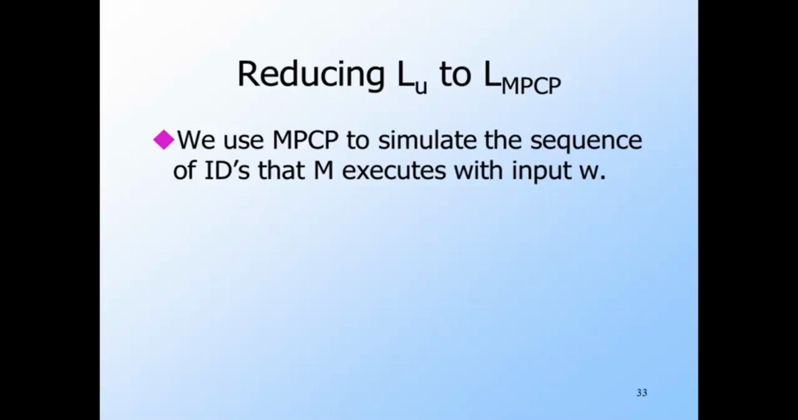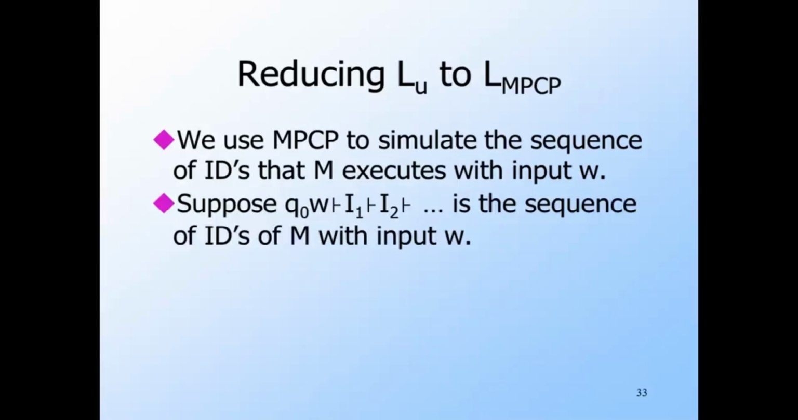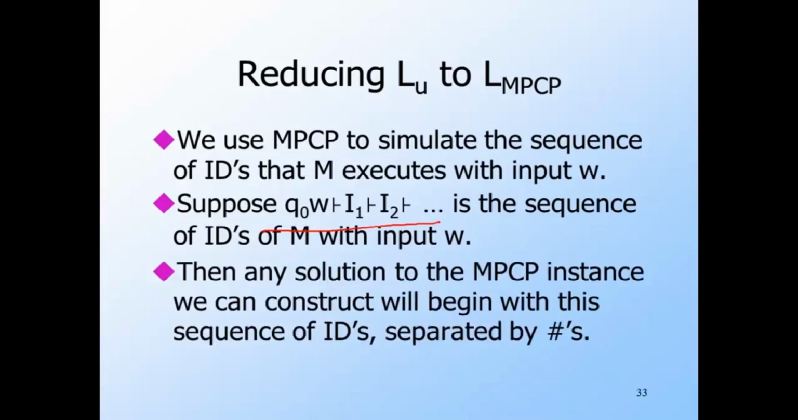Given an instance M and W of L sub u, we'll convert this to an instance of MPCP whose only possible solutions yield strings that represent the sequence of IDs that M enters when its input is W. More precisely, suppose this is the sequence of IDs that M enters, starting with the initial ID with input W. Then any solution to the constructed MPCP instance will yield a pair of strings that begin with the sequence of IDs separated by pound signs.